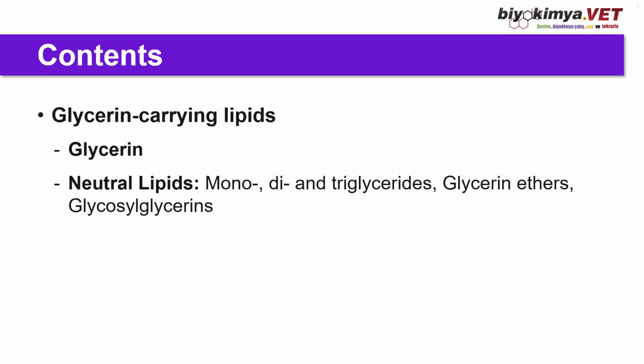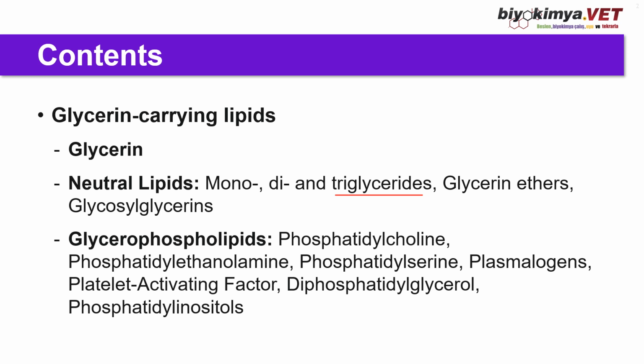The contents of this topic are glycerin-carrying lipids. Under this title, we'll talk about glycerin, which is the backbone of these lipids. Then we will look at neutral lipids, focusing mainly on triglycerides, which are the storage lipids. And the big family here is the glycerophospholipids, the lipids carrying a glycerin backbone and the phosphate group. They share a common feature: they are the membrane lipids.